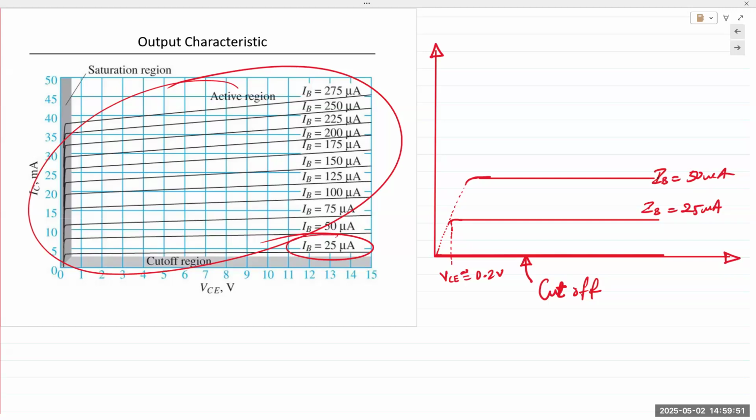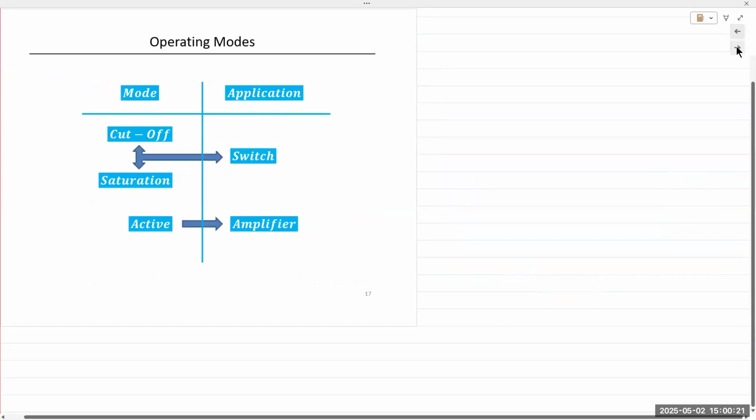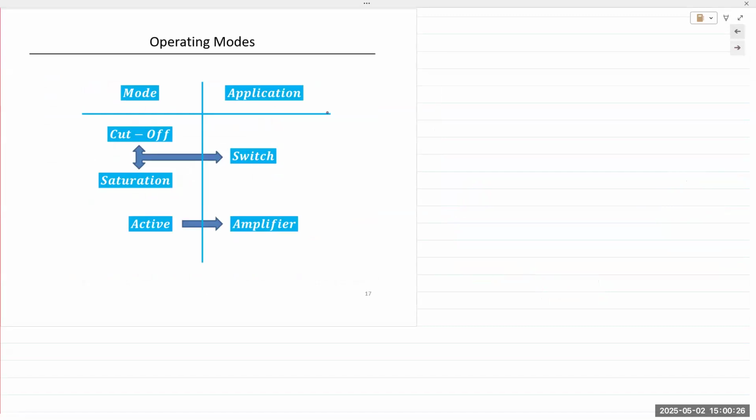Okay. And because the current saturates right here to a certain level for every data point, this region to the left is known as the saturation region. Okay, for a BJT, that is known as the saturation region. And this region in the center here is the active region. Okay, and these are the three regions of operation for a BJT: cutoff, saturation, and active.